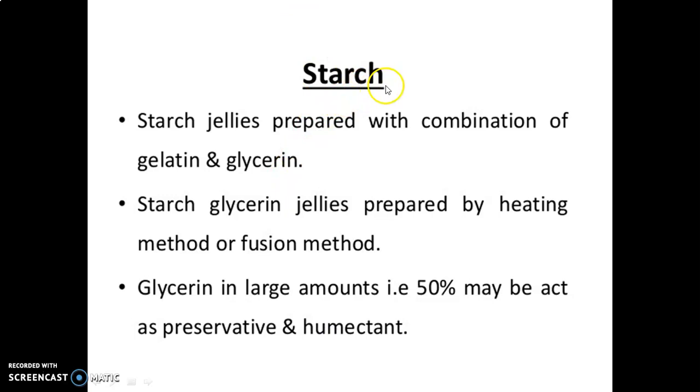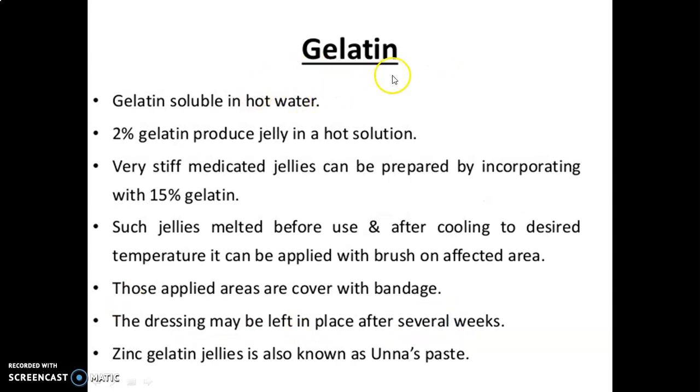Pectin jelly is prepared with suitable preservatives. Then the next gelling agent is starch. Starch jelly is prepared with a combination of gelatin and glycerin. Starch glycerin jelly is prepared by the heating method or fusion method. Glycerin in a large amount, that is 50%, may act as a preservative and humectant. The next one is gelatin as a gelling agent.